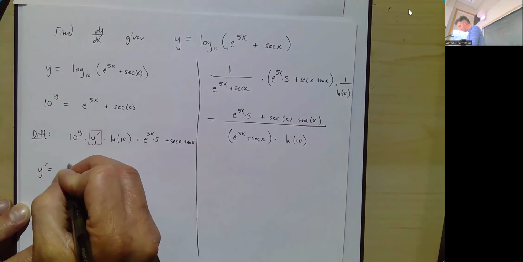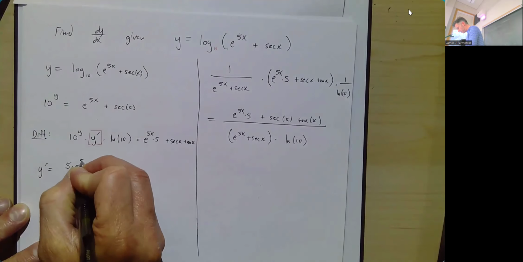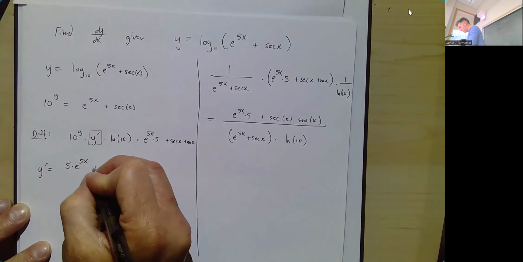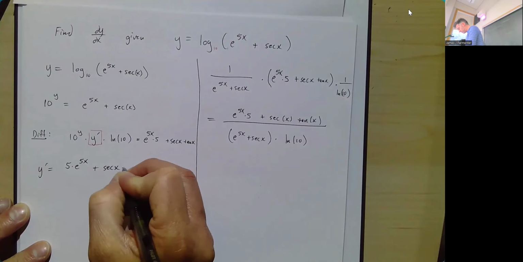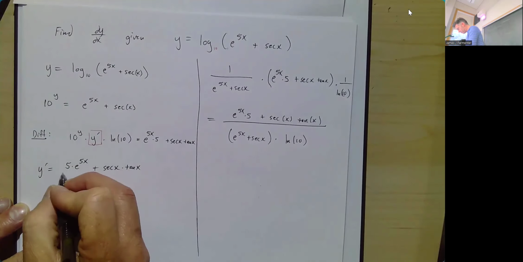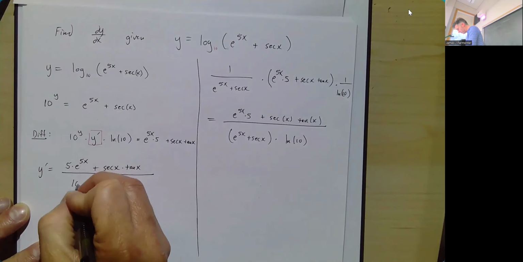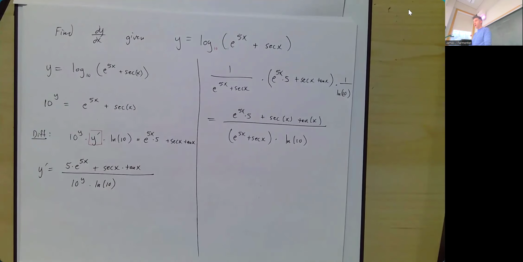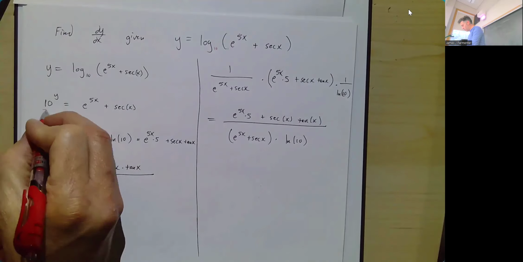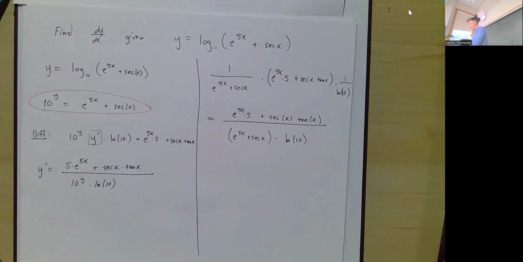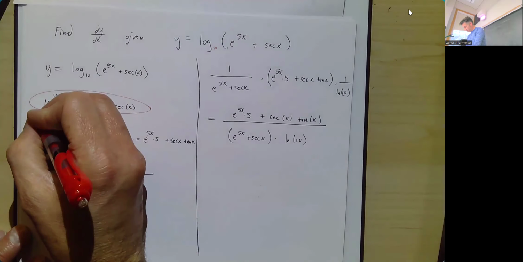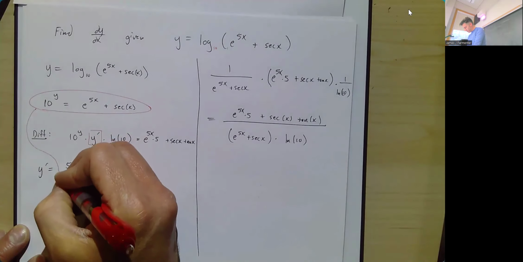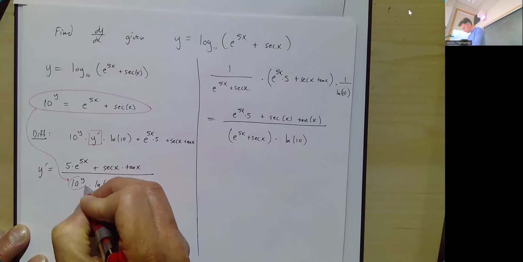So we're going to get y prime equal to all this stuff. And I am going to write it as 5 times e to the 5x, because I do think that looks nicer, plus secant of x times tangent of x, all divided by 10 to the y times natural log of 10. But then, hey, we know that 10 to the y is equal to e to the 5x plus secant of x. So we're going to substitute that back in for 10 to the y.